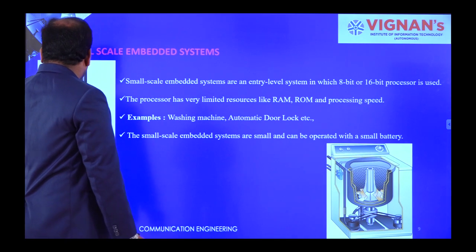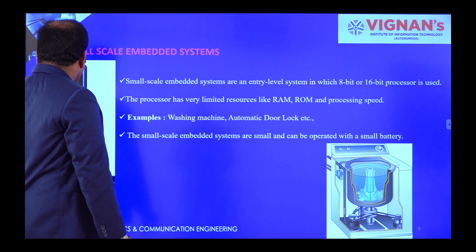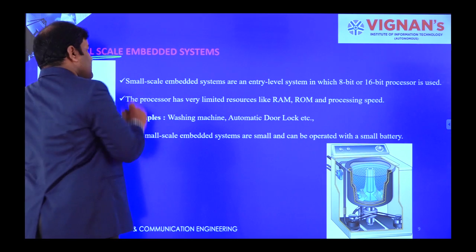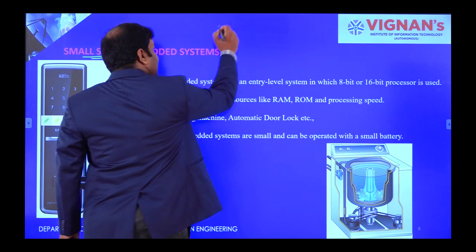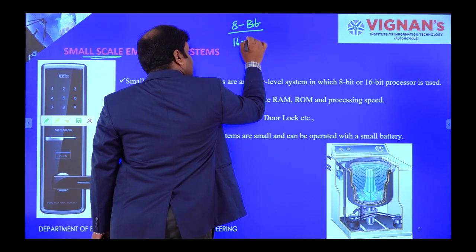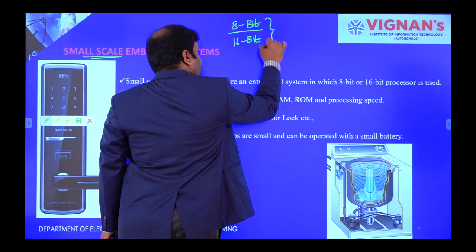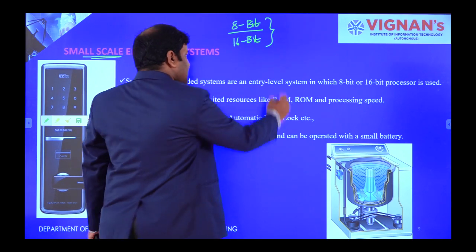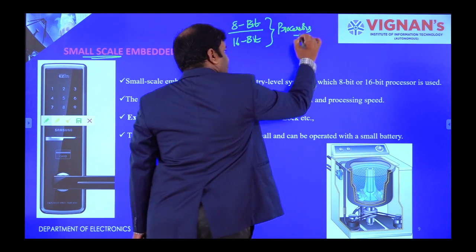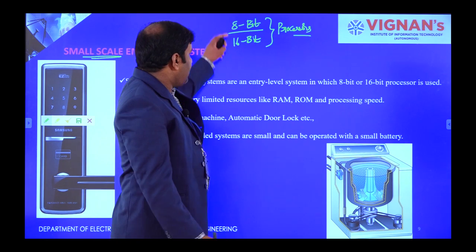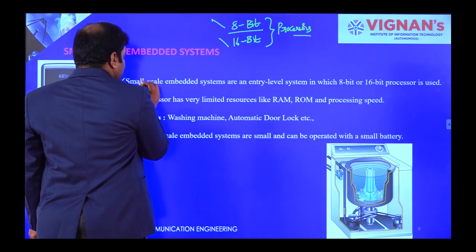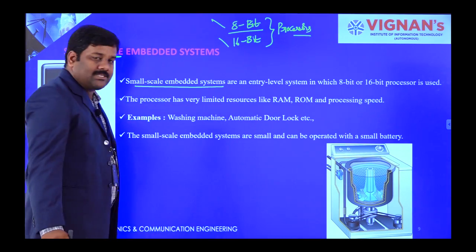Next, we will discuss the integration basis. Here we have small scale embedded systems. Small scale embedded systems use only 8-bit or 16-bit processors, or both of them. Those types of processors, supporting 8-bit and 16-bit, will support small scale embedded systems.